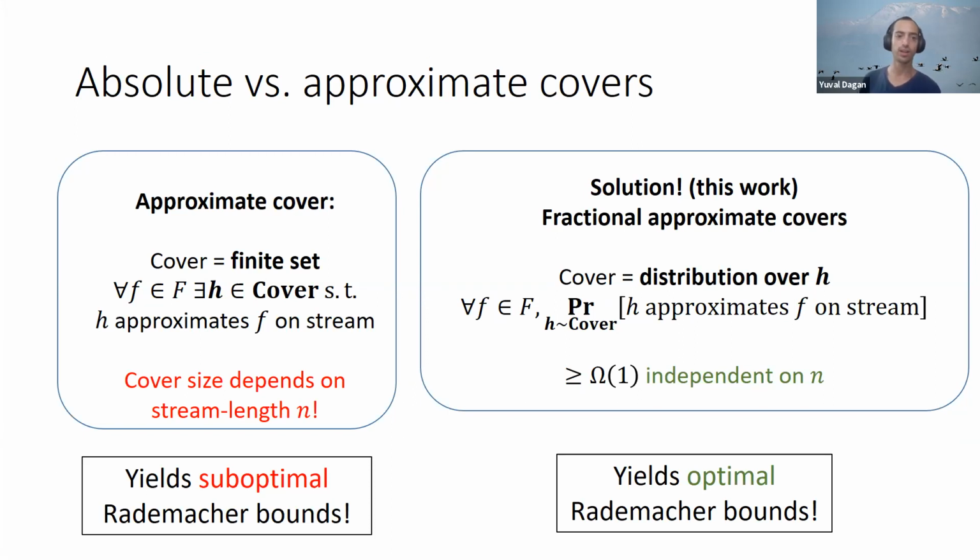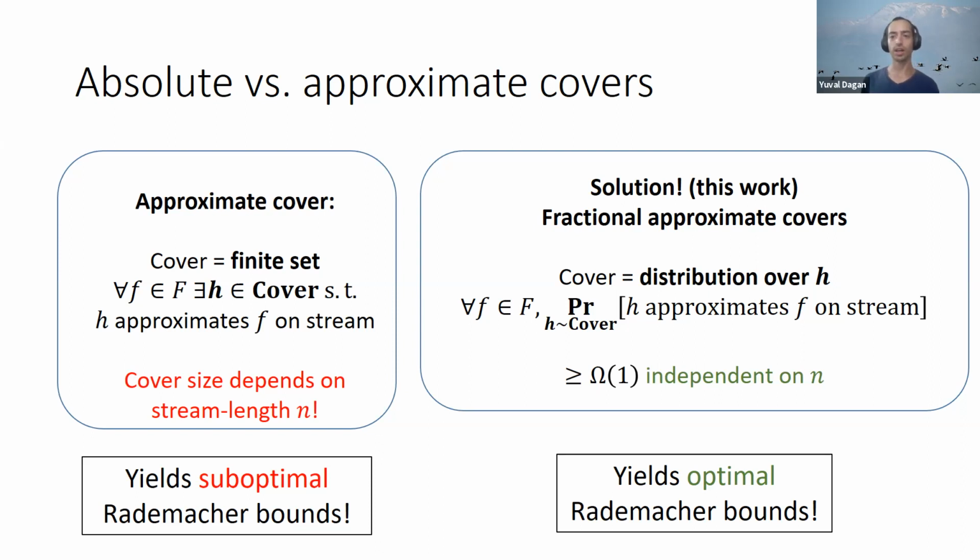But as I told you, we don't know how to find good approximate covers for this case. And the solution of this paper is to relax the notion of an approximate cover. So now, while a cover is just a finite set of experts, we use the notion of fractional approximate covers, which are distributions over experts. Now, instead of wanting the cover to be small, now we want that for every stream and for every f, there will be a sufficiently large probability that a random expert drawn from this cover will approximate f.